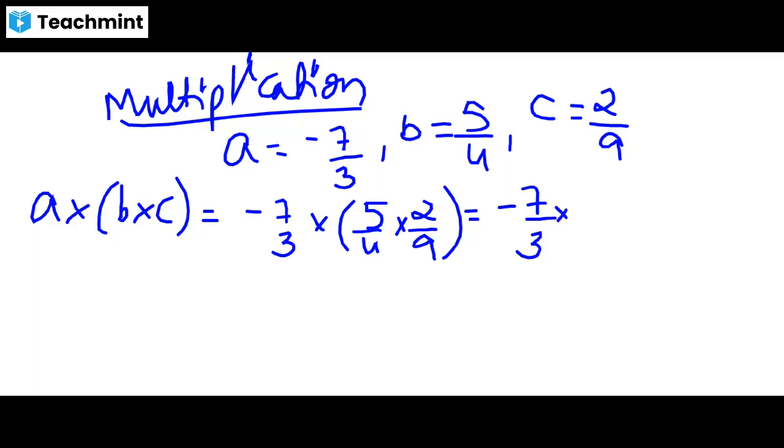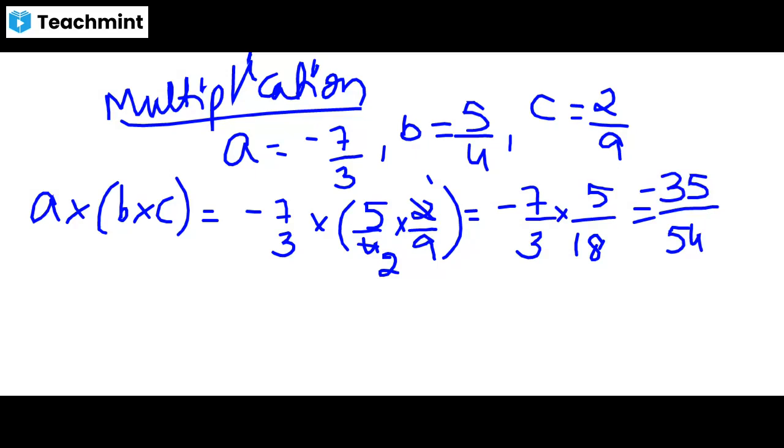What you get if you cancel here? 2 ones are 2, 2 twos are... So this you get as 5/18. So finally what you get? 7 into 5 divided by 3 into 18. Multiply that. 7 5s are 35, divided by 18 3s are 54. So this you get as -35/54.